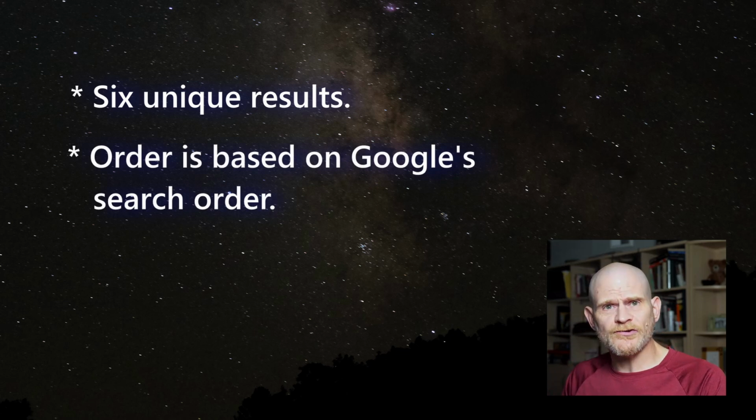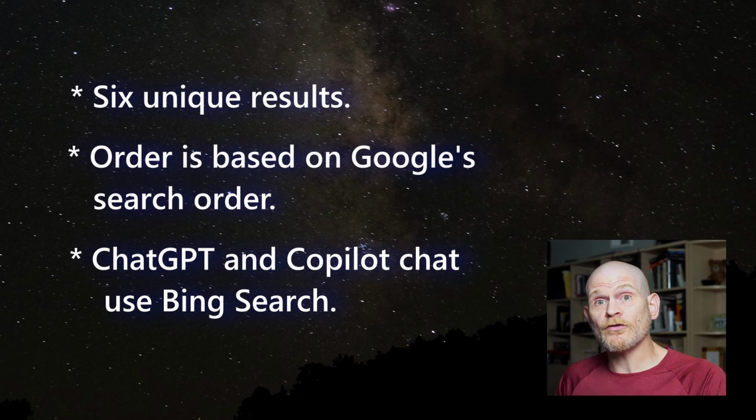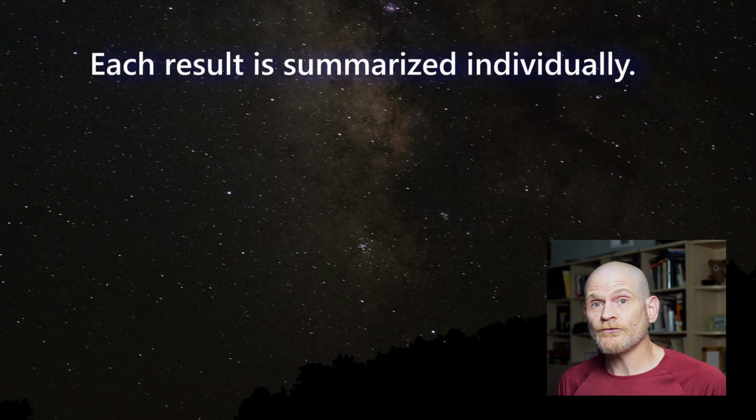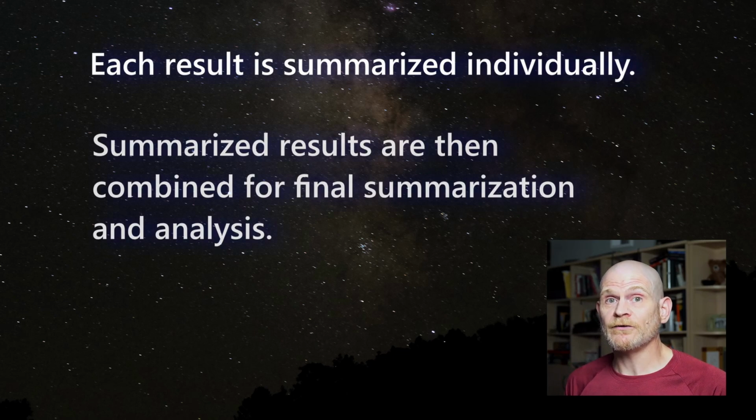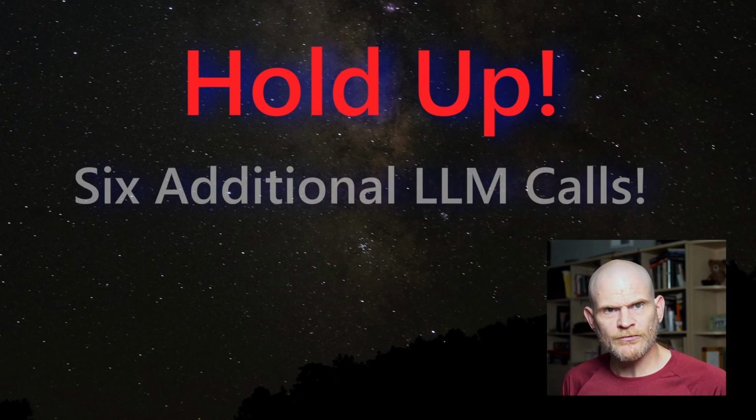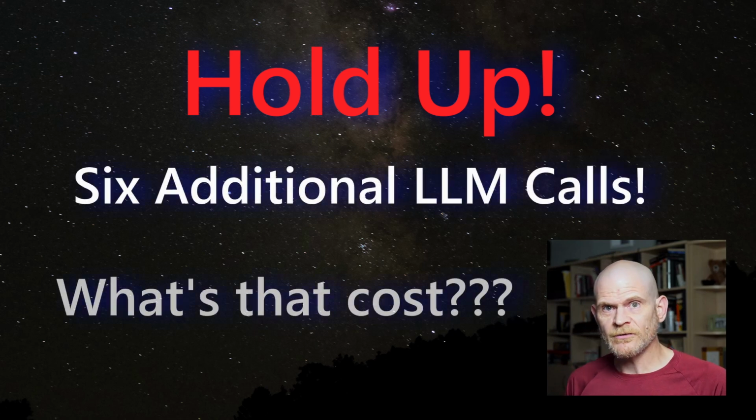Please note that when using ChatGPT and Copilot Chat, both of those use Bing as their internet search source. To avoid the truncation issue, we will run each result through a summarization LLM call. The results of these summarizations are then combined for the final result generation. This is a new method in the researcher, summarize web content. But first, hold on a second. We're adding 6 additional LLM calls to this, each with potentially large contexts. What about cost? That is a very valid concern.